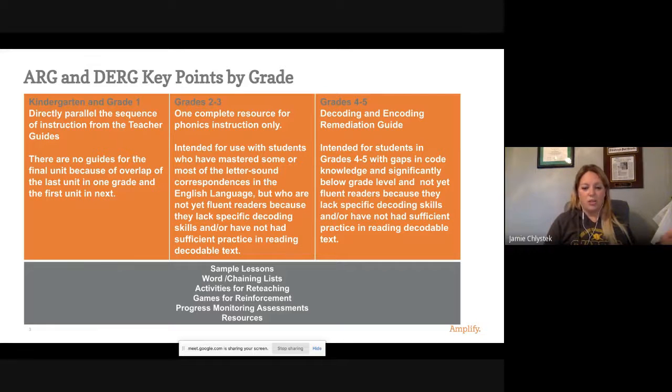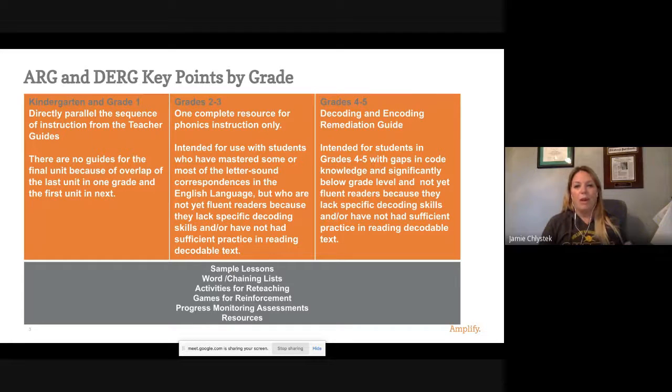So if teachers are starting to use the guide in order to plan lessons, there are samples already created in there, so they get a feel of what this can look like. Some of the things that they'll have access to within the guides are things like additional chaining lists or word lists. There are additional opportunities for specific activities to reteach certain skills. There are games in it. So I know a lot of teachers, when they've got a WIN time or an intervention time or another block of time, are looking for things for students to do independently.